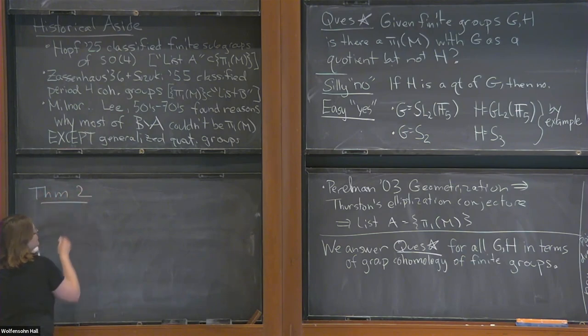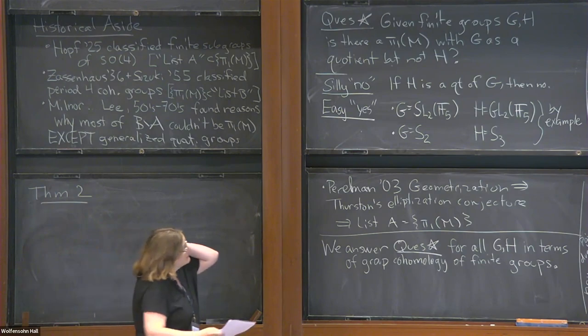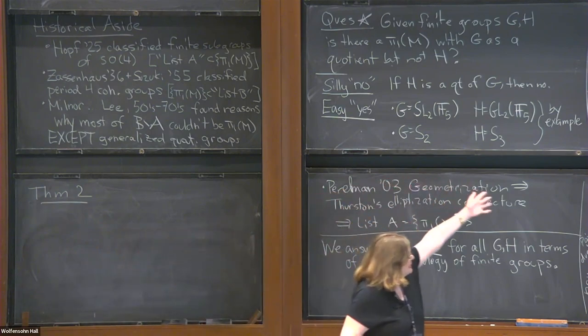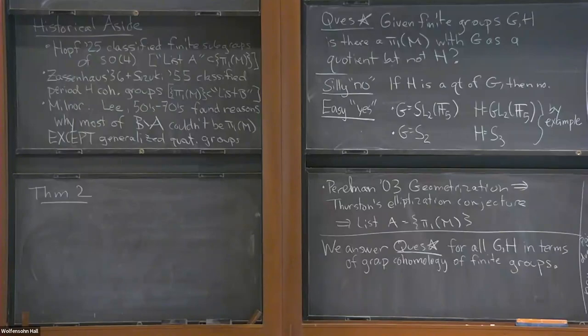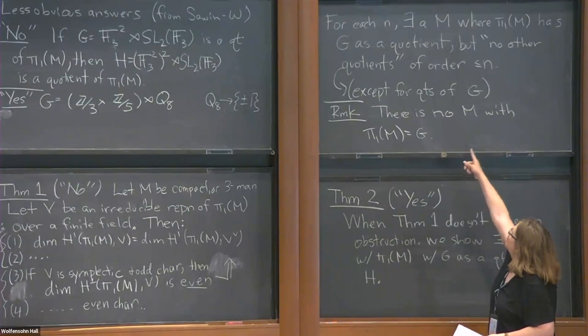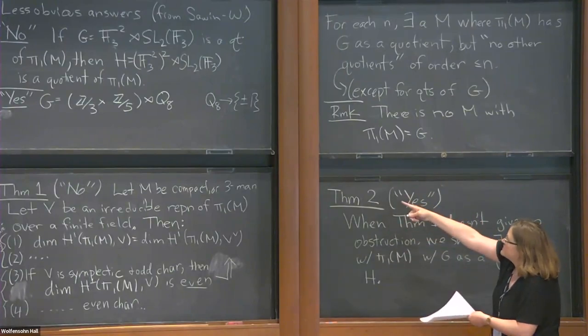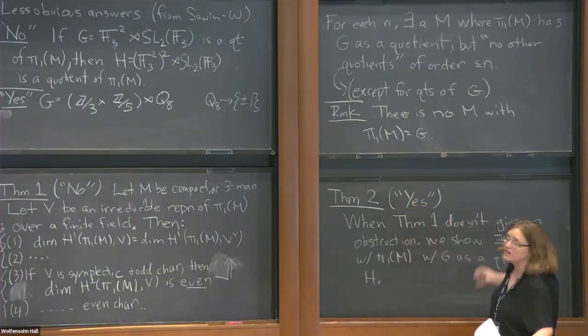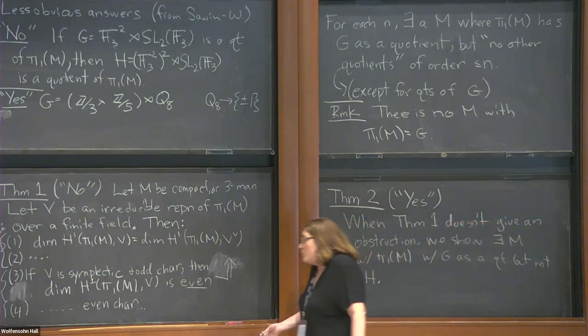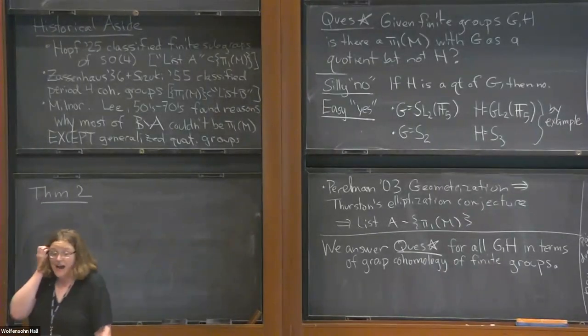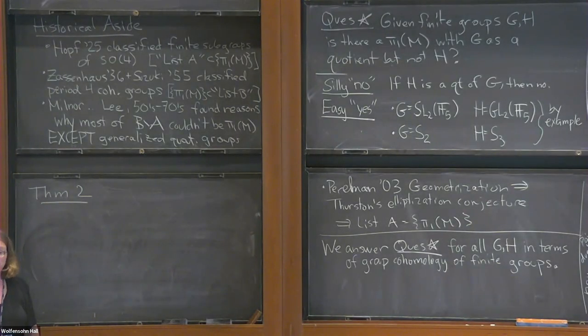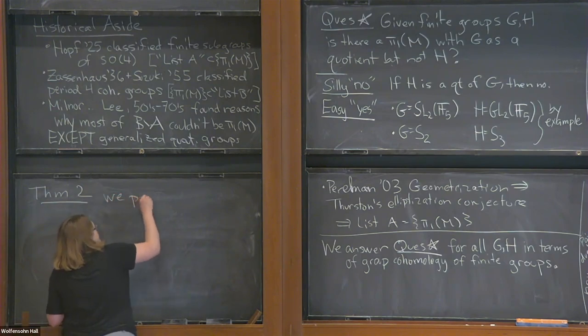So we prove theorem two, we prove the existence statements, the yeses. For a very concrete example, you can take this generalized quaternion group. How do we know that there is an M that can have this generalized quaternion group as a quotient, but say no quotients of order up to a million? You could imagine making some construction that can do that. I don't know how to do that, and if you can come up with a way to do this by construction, I would love to hear it. So we do this by a probabilistic method.